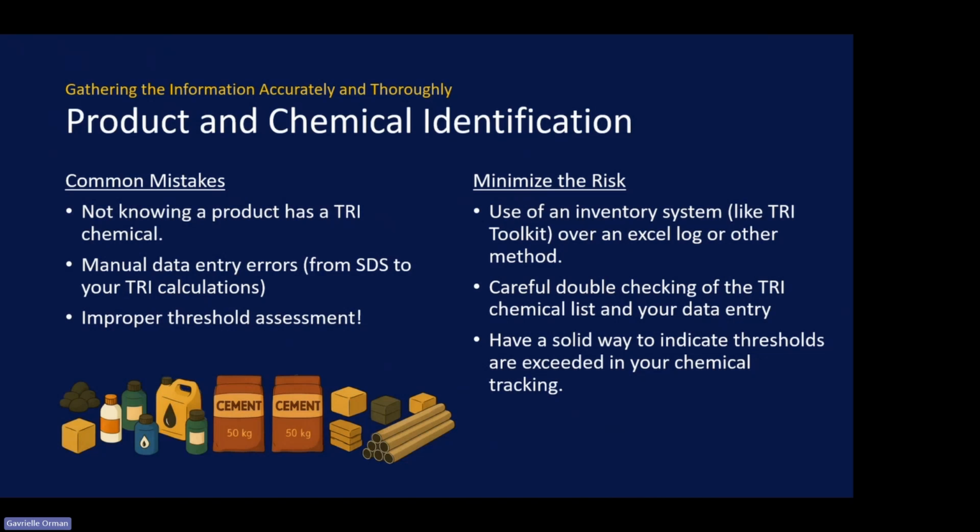And the final mistake I see being made often is improper thresholds and improper threshold assessment. So you really want to have a clear way to indicate which thresholds are exceeded in your chemical tracking system and which need to be reported on, versus which ones you are maybe below the threshold of. This can be really hard to keep track of in an Excel spreadsheet. So be sure that you are doing the way that is best for you in your facility.